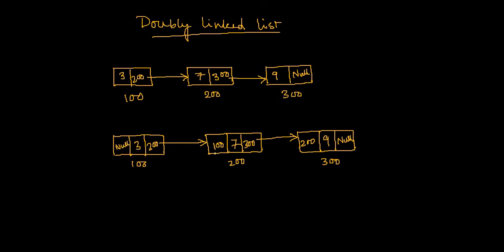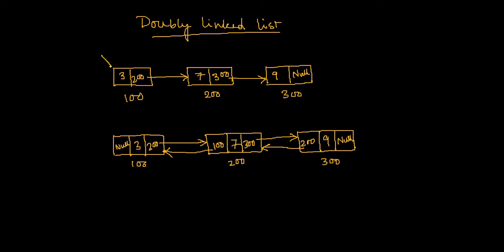Since I have the address of the previous node here, now I have a facility that the next node can also point to its previous node. That was not present in a singly linked list. So here is the benefit that I will get: if by any chance you change your head, you can still come back to the first node. That was not possible over here.